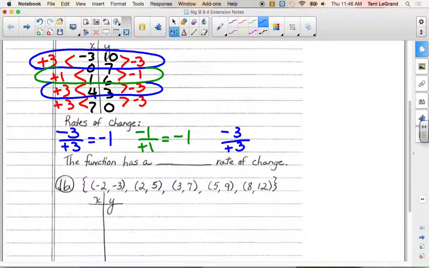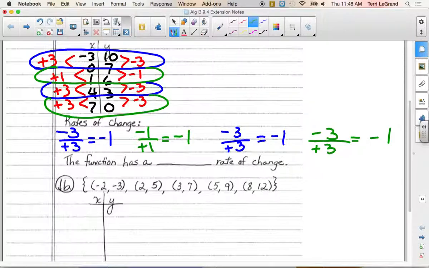And remember, change in y over change in x, just like in slope. Y is upstairs, rise. X is downstairs, run. So -3 divided by +3, well, we already did that down at the end, it's -1. And ditto, we have the same thing again. -3, the change in y over the change in x, and we get -1 again.